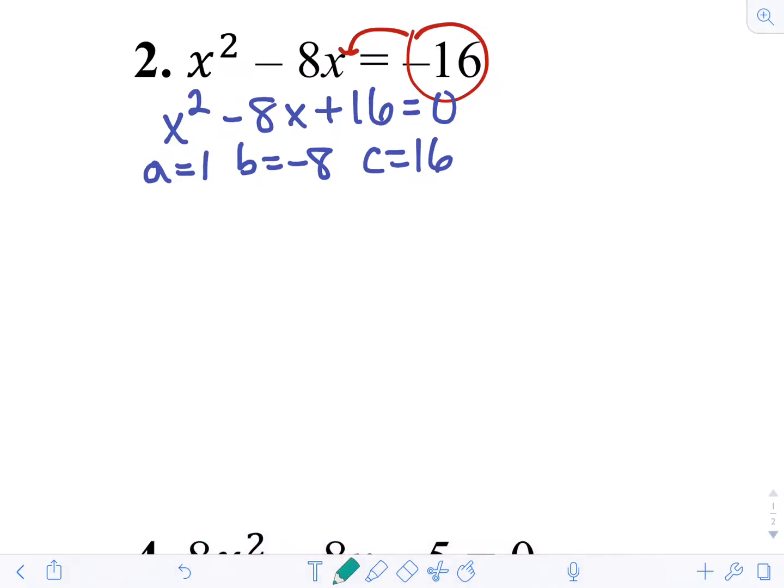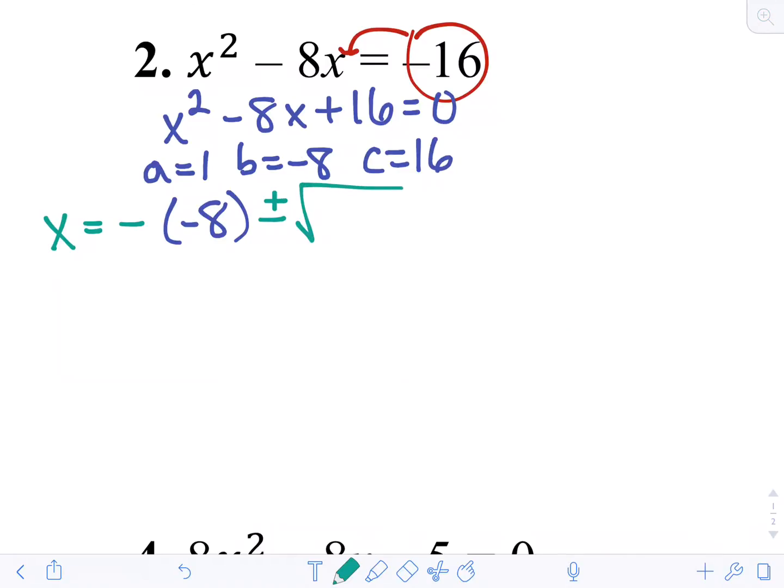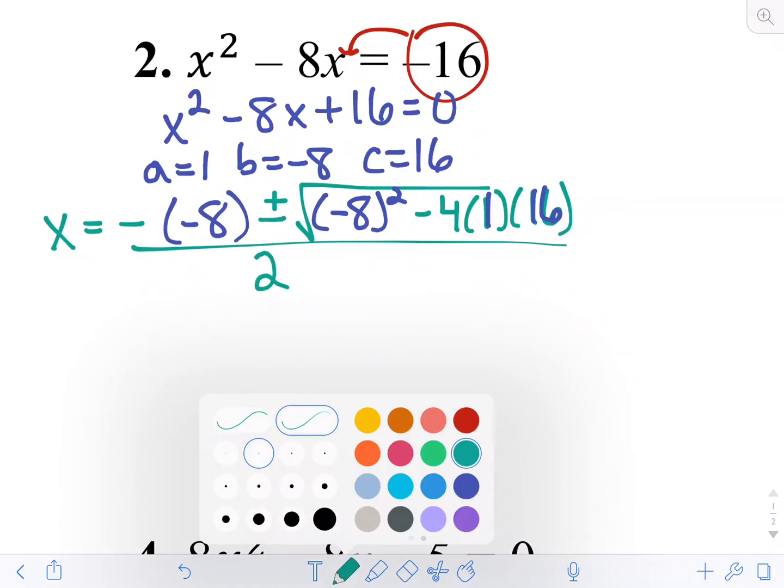So my formula, I'm not going to write out the whole thing, but I know x is equal to -b, so I'm going to plug in my b, plus or minus the square root of b squared, so -8 squared, minus 4ac. Whoops, those should be different colors. If I could just write over it. There we go. All over 2a, so all over 2 times a, which is 1. And now we're just going to reduce this.